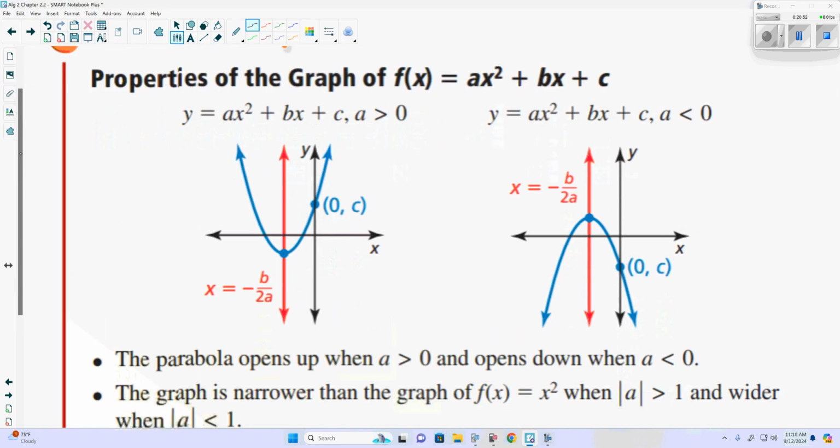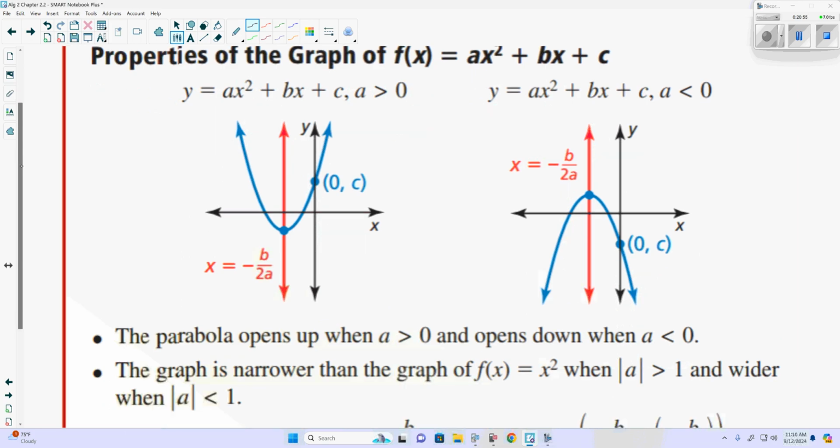But if we look at this next part here, there are a few key characteristics. If a is greater than 0, if a is positive, the number in front of x squared is positive, it opens up. If the a value is less than 0, it's negative, it opens down. That reflection across the x-axis still holds true for a.